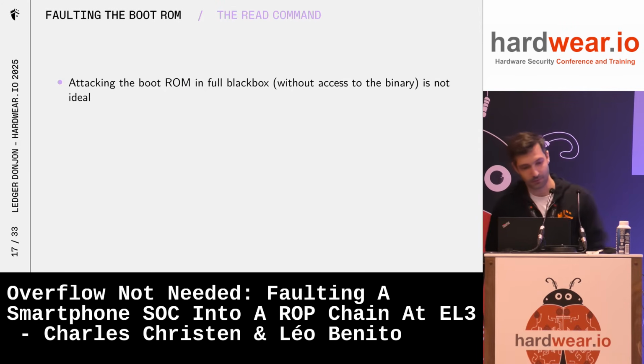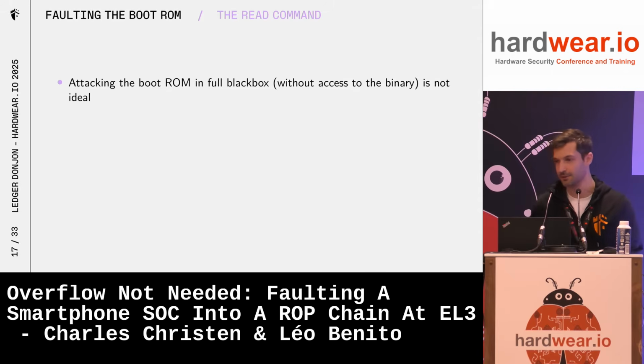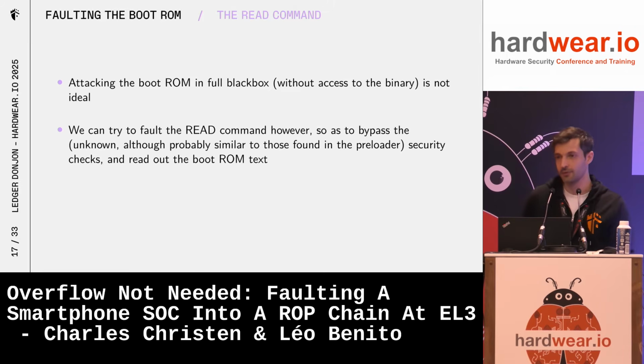Anyway, so we wanted to attack the preloader originally because, as Leo said, we had access to its binary, which is nice to try and find some attack paths. We do not have access to the bootrom binary, so we have to do some attack in black box. However, of course, there's a read command, just like in the preloader, and we decided as a first fault to try and fault the read command, to try to recover the bootrom text, and maybe that can give us more ideas for more severe attack later on.